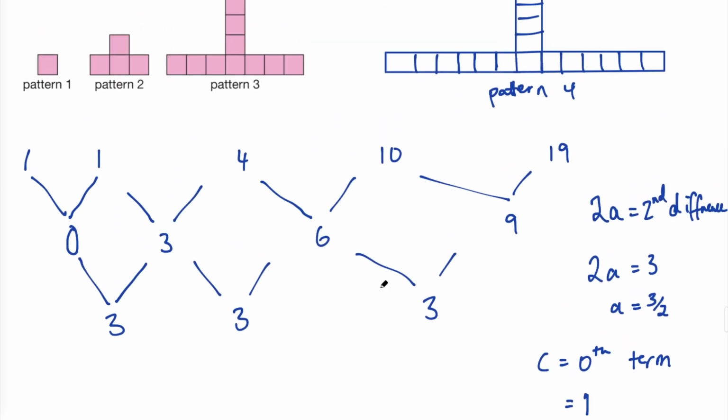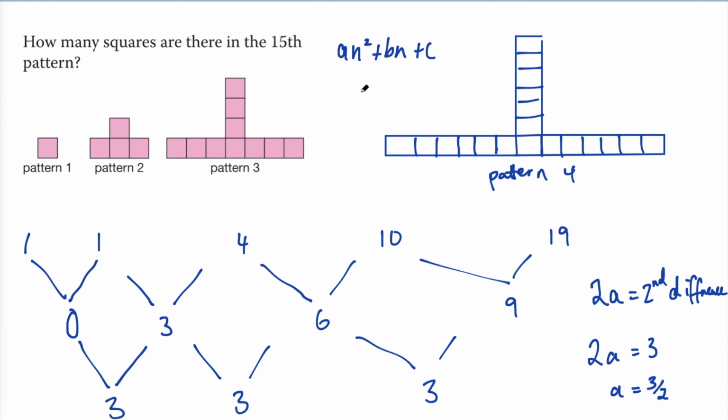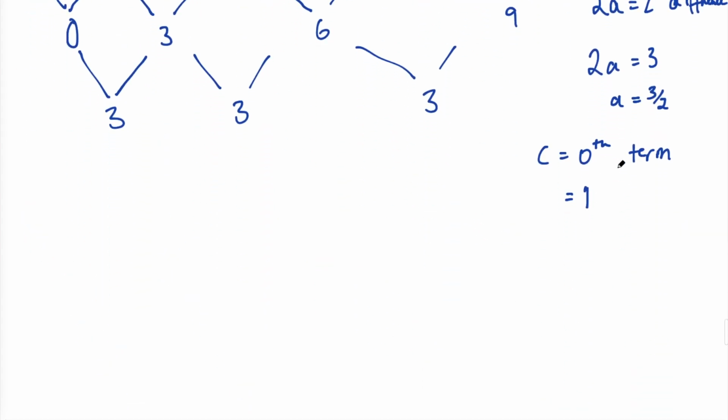In other words, it's not so meaningful when you're talking about a pattern like this, but if you went the other way, and asked what would be the pattern before pattern 1, that would also have 1 square in it. Okay, so pattern 0 would have 1 square, and that's what c is, the 0th term. So now, if we talk about this quadratic expression, we have a, which was 3 on 2 n squared. We still don't know b, and we have c.